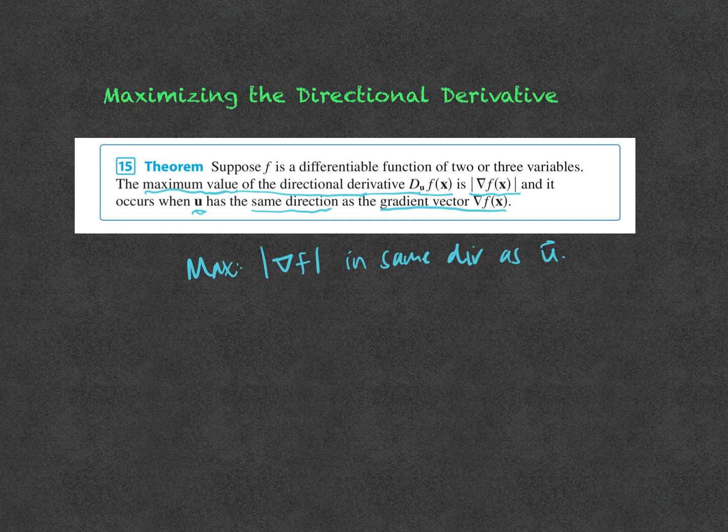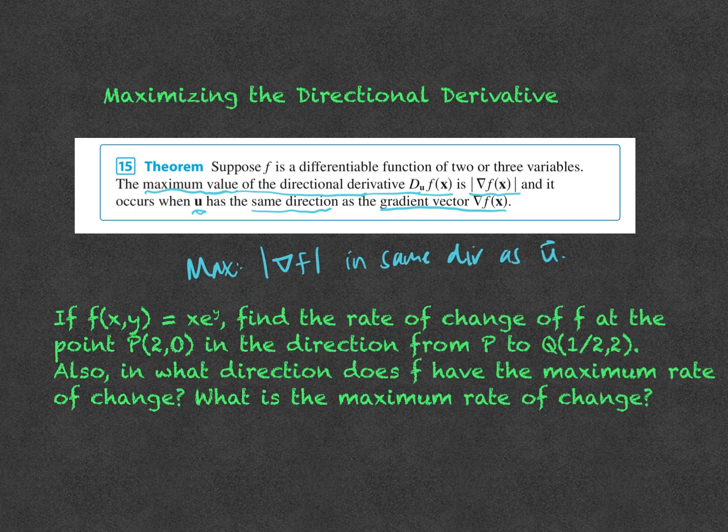So we have an example. If f of x, y equals e to the xy, find the rate of change of f at the point 2, 0 in the direction from P to Q, where you're given those values. Now we know the rate of change is the directional derivative. So first, we need a vector and then we need a unit vector. Let v be the vector from P to Q. Since we're ending at Q, we do 1/2 minus 2 to get negative 3/2, and 2 minus 0 is 2. So that is our vector v.